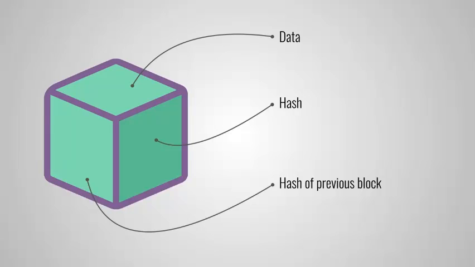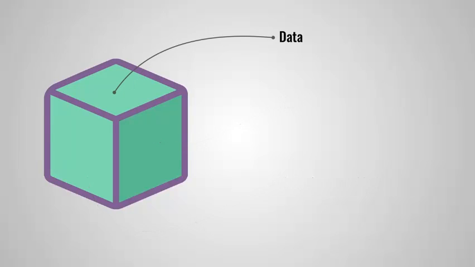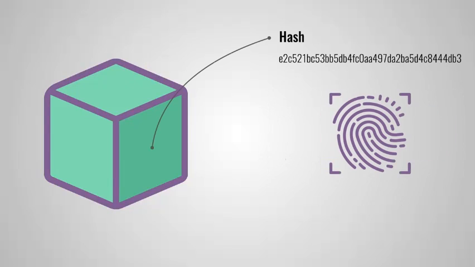Each block contains some data, the hash of the block and the hash of the previous block. The data that is stored inside a block depends on the type of blockchain. A block also has a hash. You can compare a hash to a fingerprint. It identifies a block and all of its contents, and it's unique, just like a fingerprint.